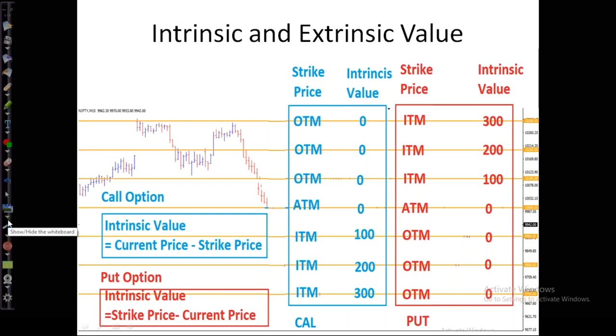Okay, now you can see what is intrinsic value and extrinsic value. That is the important thing. Let me explain once again. Let's see, right now price is somewhere here around 10,000. All right, this is 10,000 strike price Nifty. Okay, this is the 10,000. All right, current price somewhere here. So this 10,000 strike price call at the money, ATM means at the money.